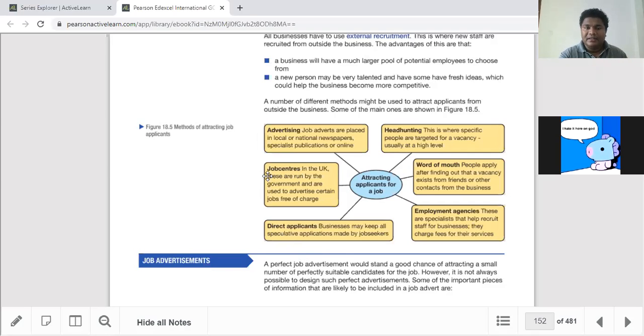And finally, the job center. This is normally a government funded scheme. Sometimes, if you're an unemployed person, you can go and register at the job center and they will find a suitable job for you and they will call you. These are government funded. They are not charging for this. Most of the job centers are free. Let's say in the UK, these are run by the government and they advertise certain jobs free of charge. That's why I told you, free of charge.